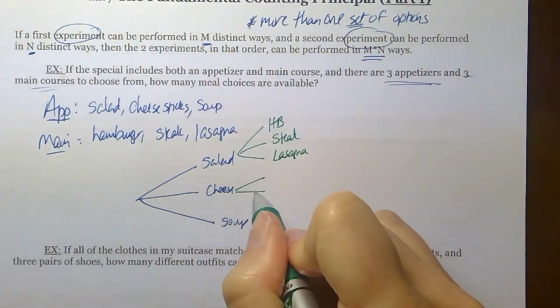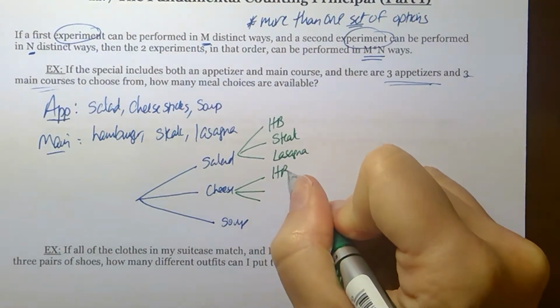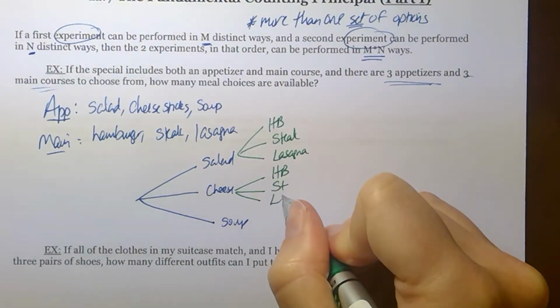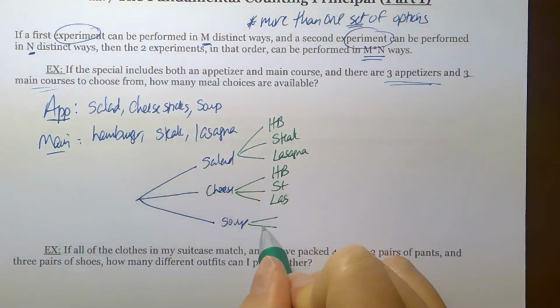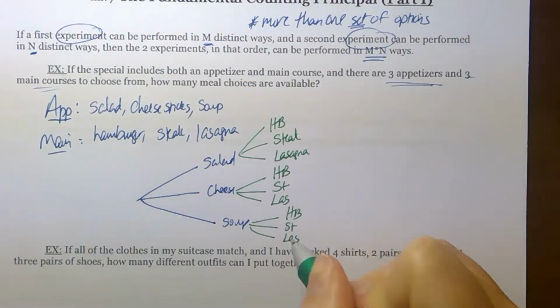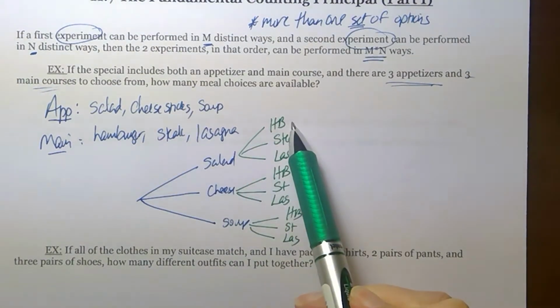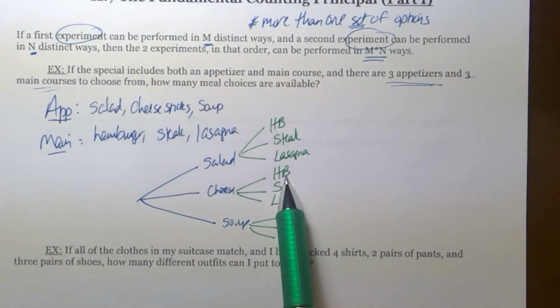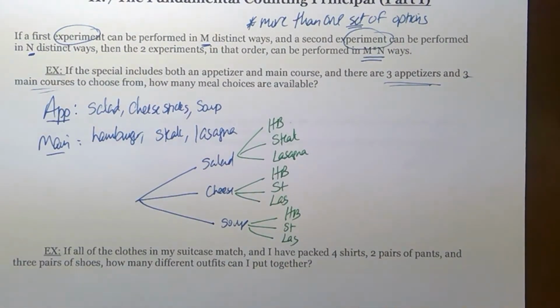Same thing if I picked the cheese sticks as my appetizer. I can have a hamburger, a steak, or lasagna. If I got soup for an appetizer, I could have a hamburger, a steak, or lasagna, and each of those is a different meal. Salad and a hamburger is a different meal than cheese sticks and a hamburger, and that's a different meal than soup and a hamburger. So how many different meal choices are there?